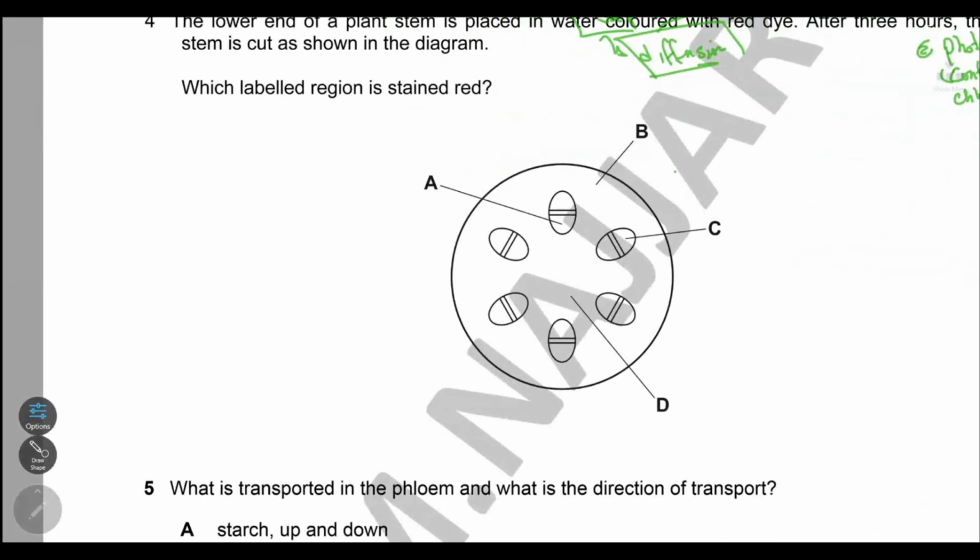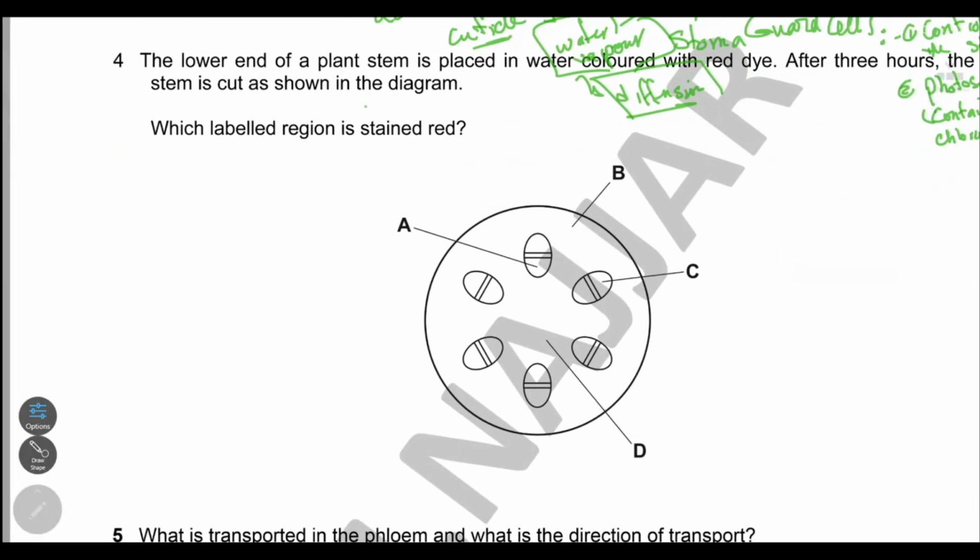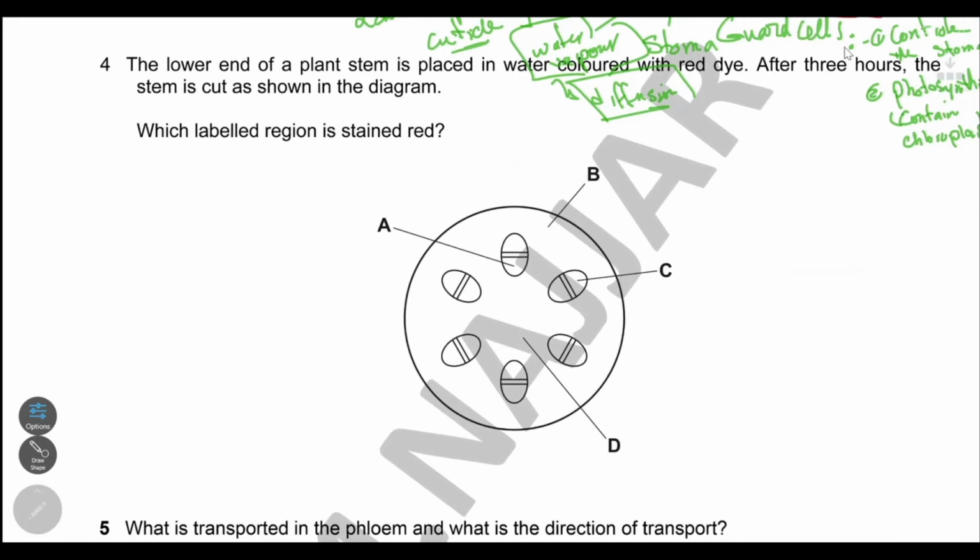So question number 4. The lower end of a plant stem is placed in water colored with red dye. After 3 hours, the stem is cut as shown in the diagram. Which labeled region is stained red? A, B, C, or D? My strategy here is to label, just label. Then you will find out the answer.